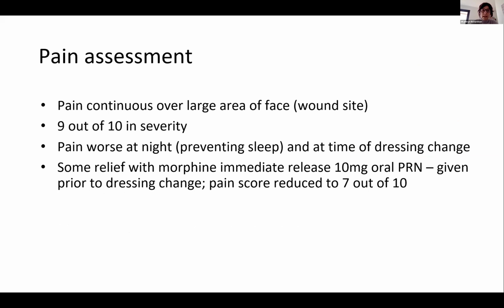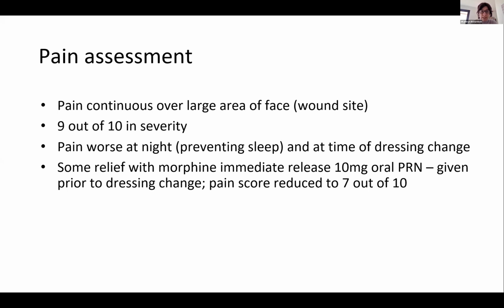So taking a pain history, he shared that his pain was continuous over the large area of the face where his wound was. And he described it as 9 out of 10 in severity using the pain scales. And he found the pain was worse at night when he was lying down in bed trying to sleep. And he hadn't actually slept for many days at the time of review. And he also had worse pain at the time of dressing change, because often the dressing was being stuck onto the wound, causing increased pain when the dressing was being changed.